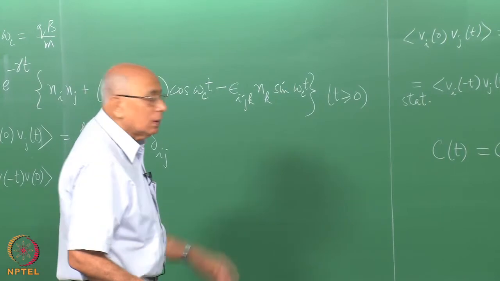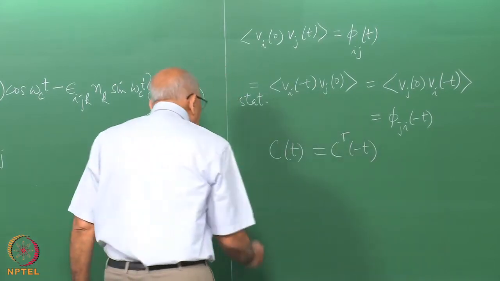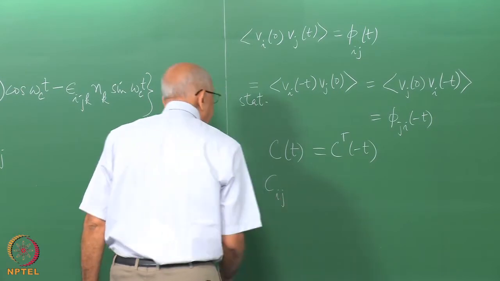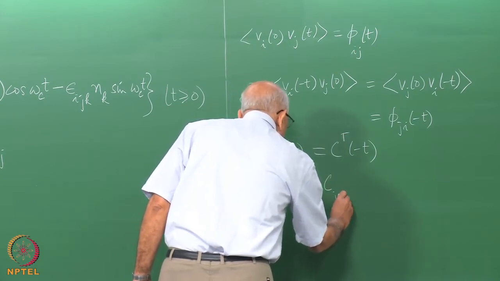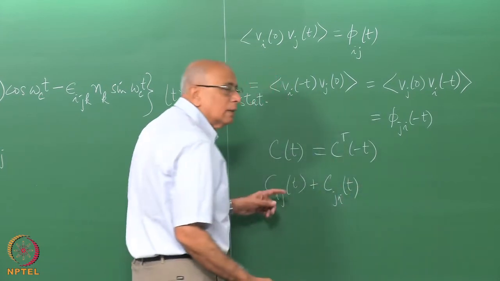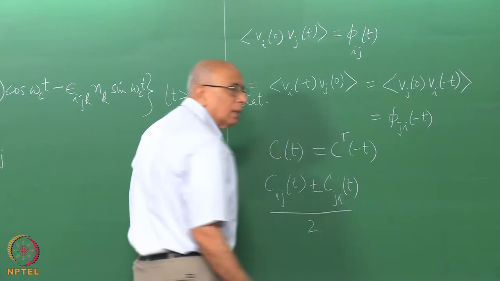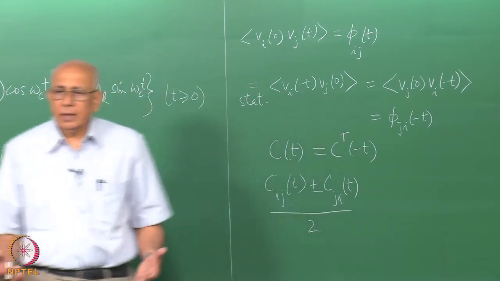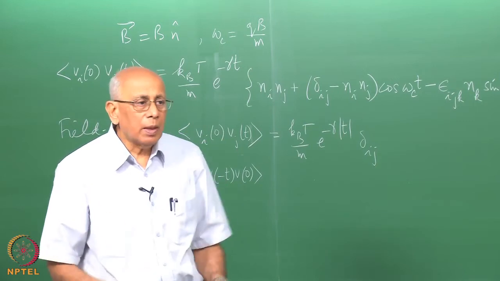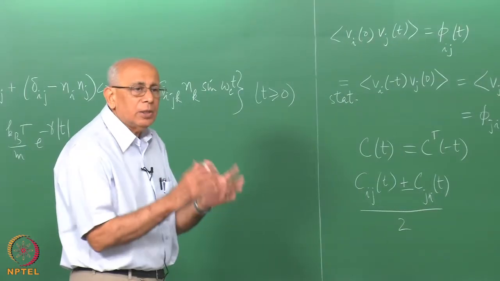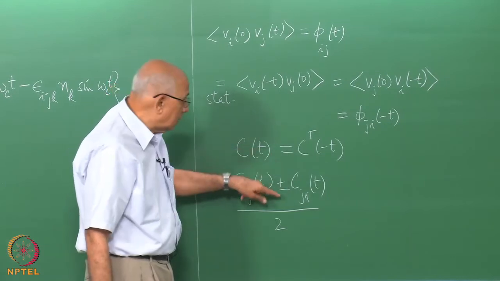So it immediately follows, whether I use phi or C, it does not matter, they just differ by a multiplicative constant kT over m, that C_ij of t plus C_ji of t, divided by 2 of course, is the even part of the tensor C_ij of t. The minus part is the odd part of this tensor. So given any second rank tensor T_ij, I can write T_ij plus T_ji over 2, that is the even part, and the odd, antisymmetric part is T_ij minus T_ji over 2. So this is the symmetric part of the correlation tensor, and this is the antisymmetric part.